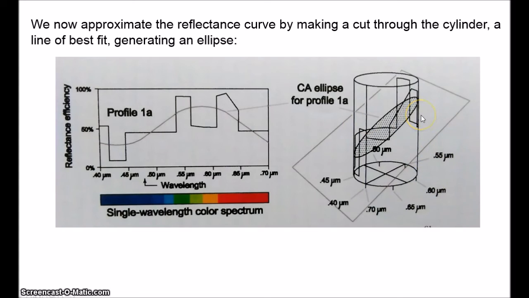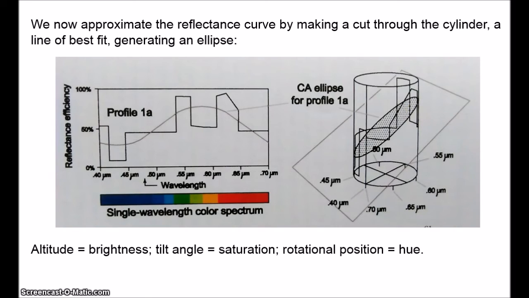Now, these three features correspond to three important features of colour. Altitude represents the total energy. It corresponds to brightness and darkness. The higher the ellipse, the brighter the colour is. Tilt corresponds to saturation. This is how vivid, how strong the colour is. So a completely desaturated image would just be black and white. As you increase the saturation, that strengthens the colours. Rotational position corresponds to hue. Is it red, yellow, green, or what?